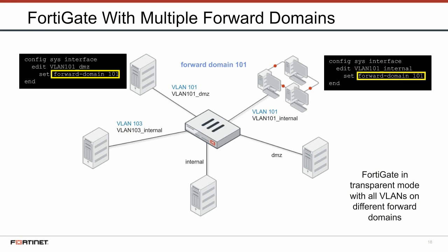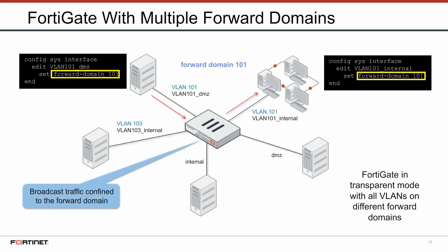As you learned earlier in this lesson, forward domains are like broadcast domains. The example on this slide shows the same network as before, but different forward domain IDs are assigned to each VLAN. Traffic arriving on one interface is only broadcast to interfaces that are in the same forward domain ID.